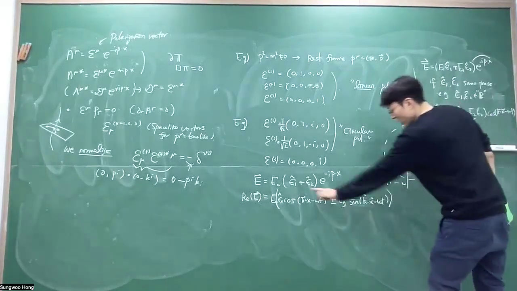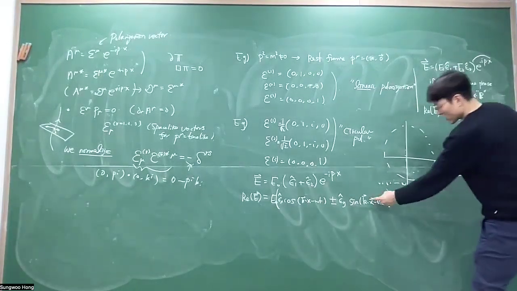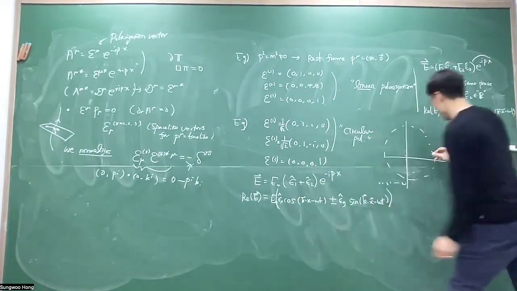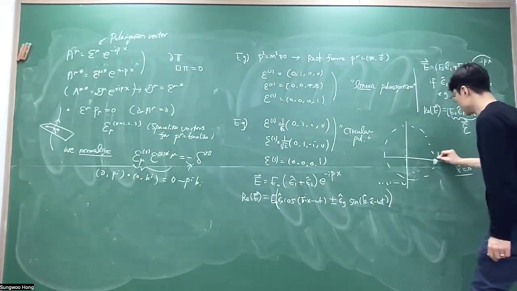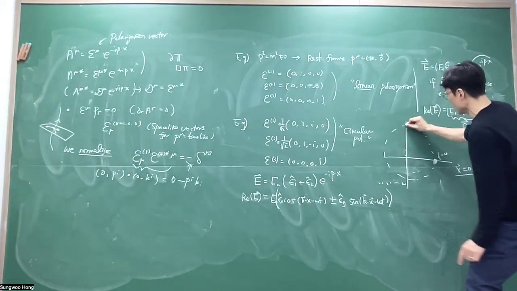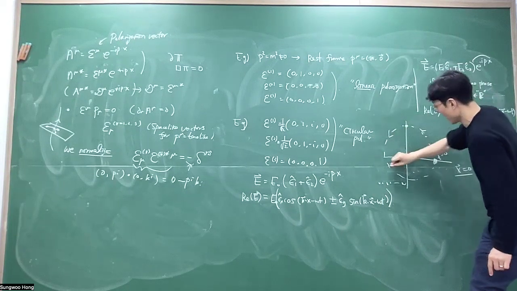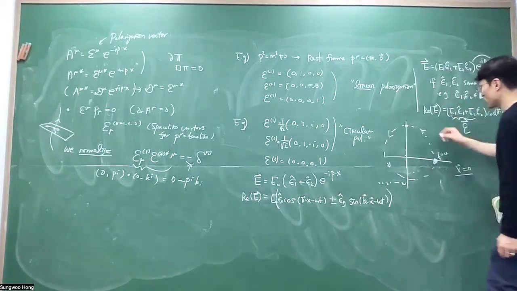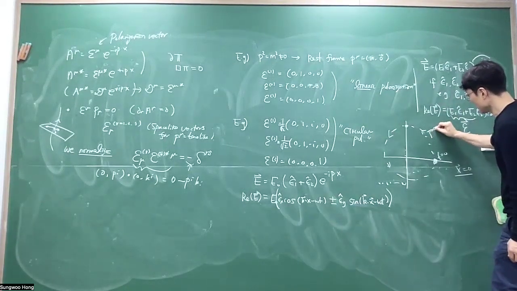But as time changes, the phase changes. For instance, when t equals 0, it's maximally along the x direction. And when the time is such that the phase is pi over 2, it has gone up to this. So it's rotating that way. That is the case when this is the positive sign, and it's called the positive helicity state.